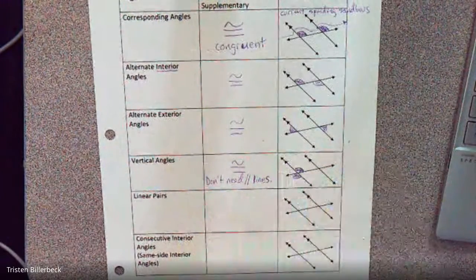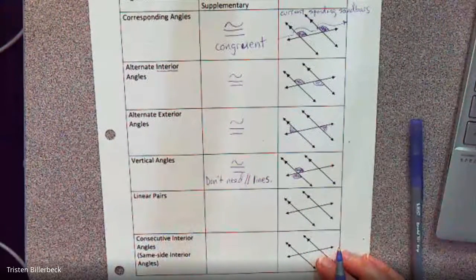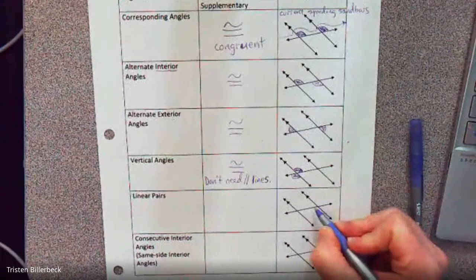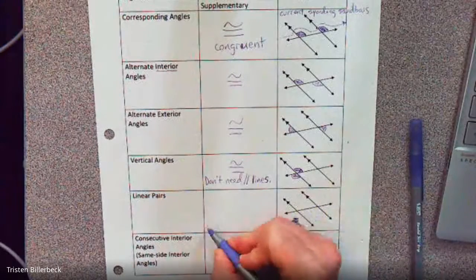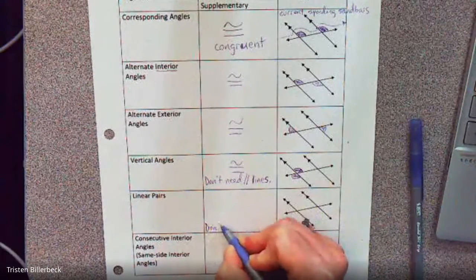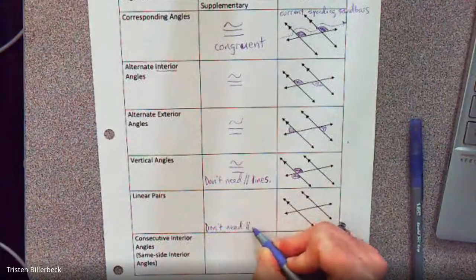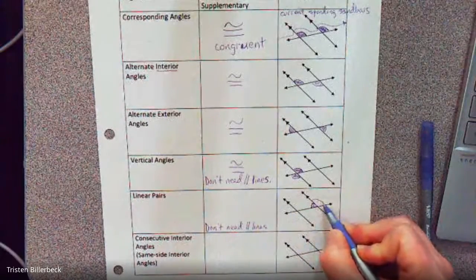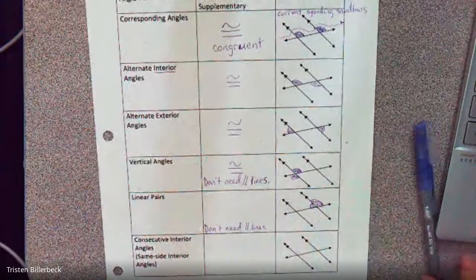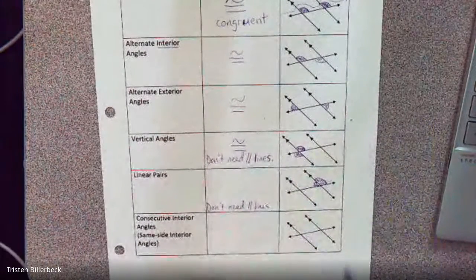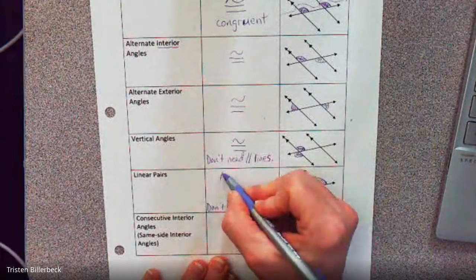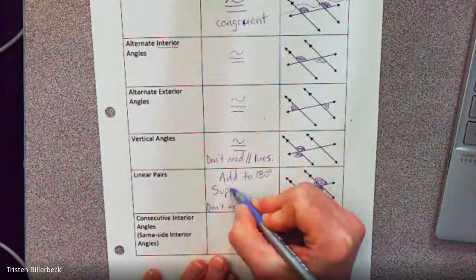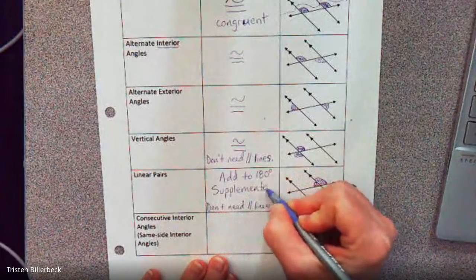Then we have linear pairs. So a linear pair is two angles that make a straight line. So again, for a linear pair, we don't need parallel lines. Okay, and a linear pair is just this and this, create a linear pair. We just need intersecting lines for that. And these actually are not congruent. They add to 180 degrees, so they are supplementary. So we've got a new word there, supplementary angles.